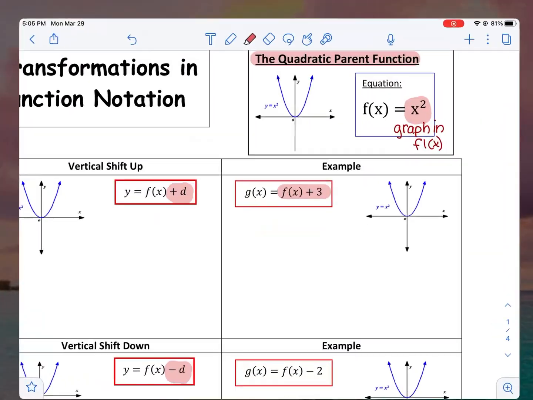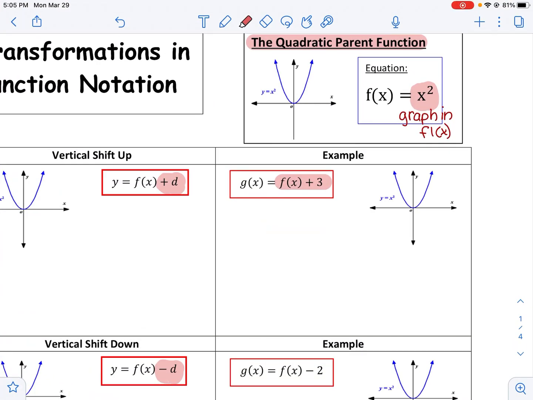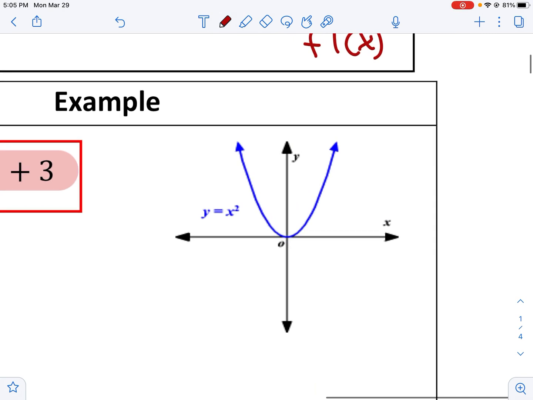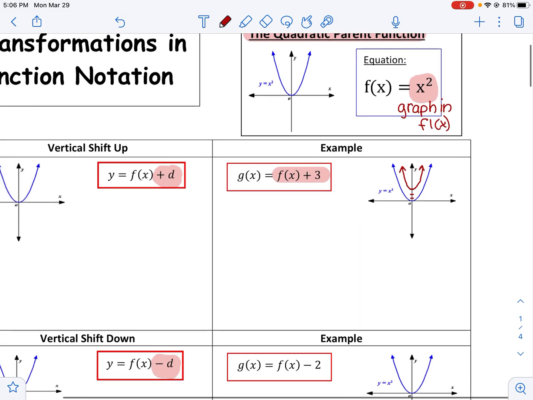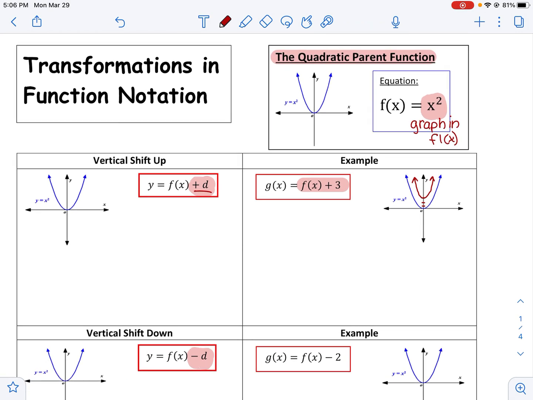So on our notes, we're going to sketch a little rough graph that says that it goes up 3. So it started here at 0, 0. So 1, 2, 3, and it just goes up just like that. Okay, so when there is a plus on the outside, it's going to do a vertical shift up. So this one did a vertical shift up 3.